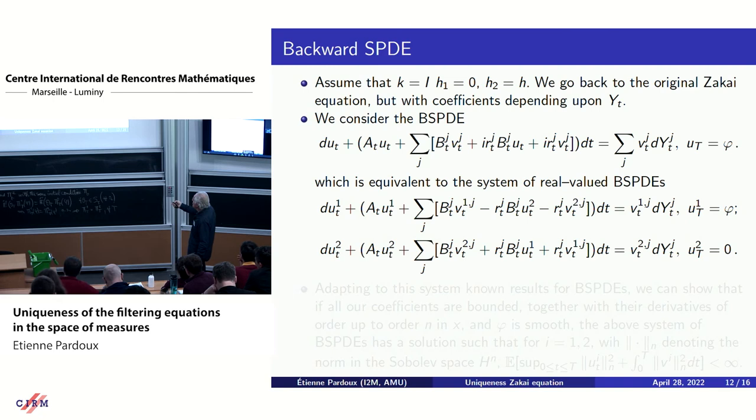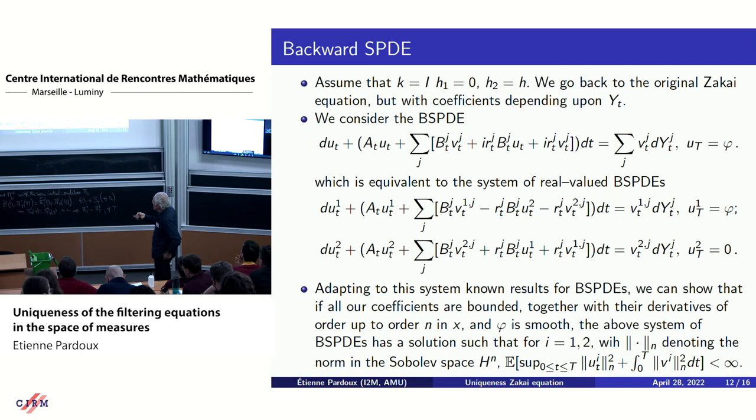m, and I forgot to write, I should have adopted the convention of summation upon repeated indices. Here, of course, the sum over j is missing here and here. Okay, so of course my final condition is real, so u1 at capital T is phi, u2 at capital T is 0.